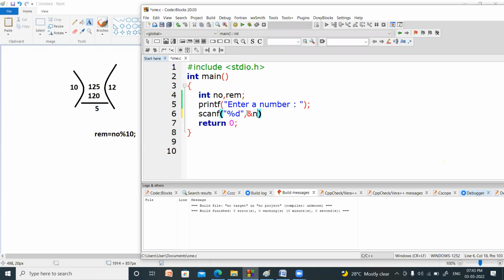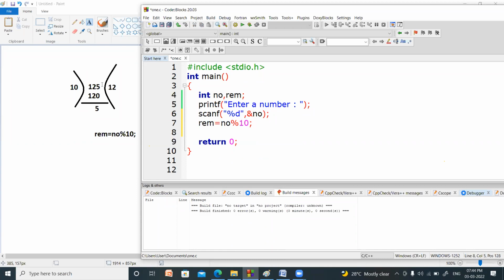So ampersand NO. What is a variable here? What is the meaning of variable? A variable means a container which is used to store the data. I have to store a number. I have to store the last digit. So I created two variables, meaning two containers. Now I have a number. After that, what do I have to do? I have to find the last digit. What is the formula? Remainder equals number mod 10 is the formula.